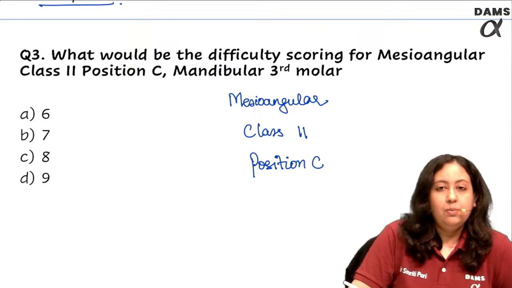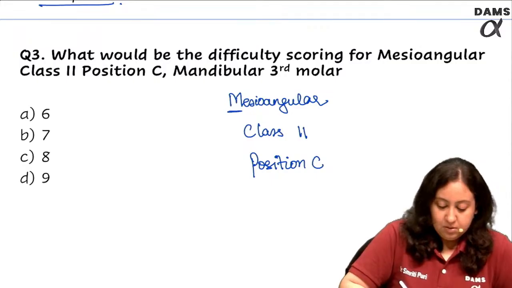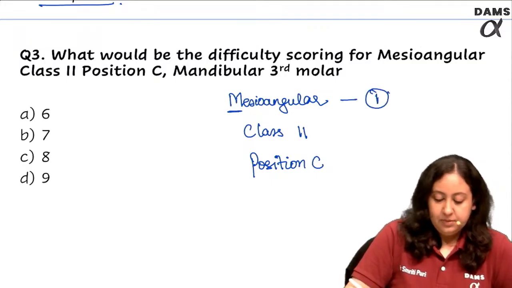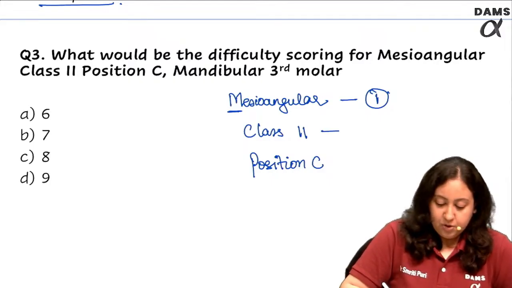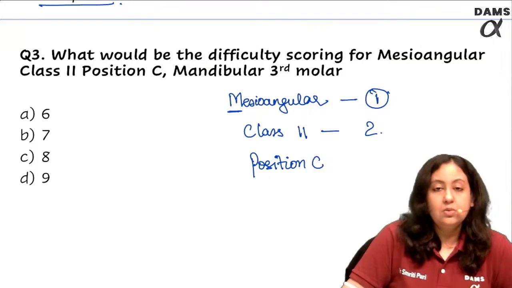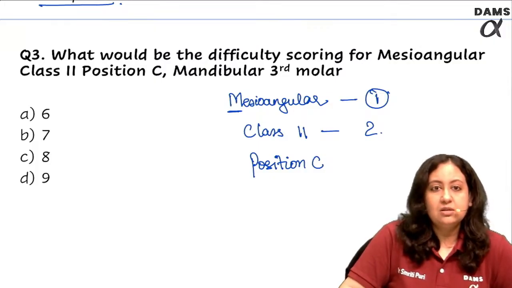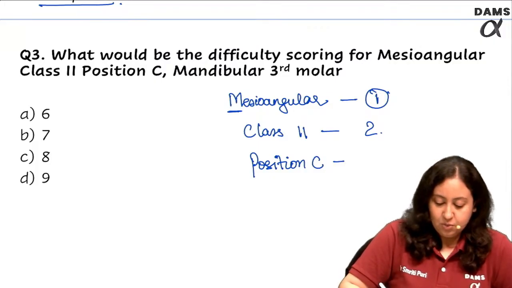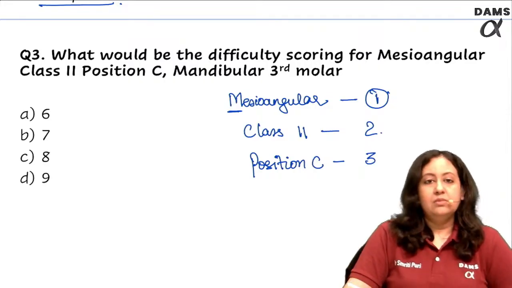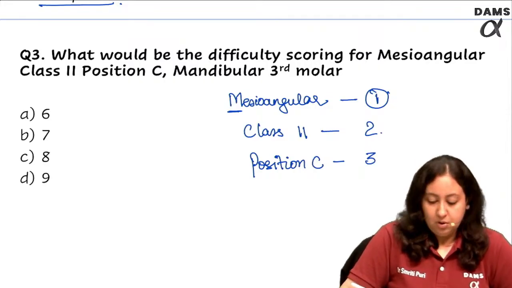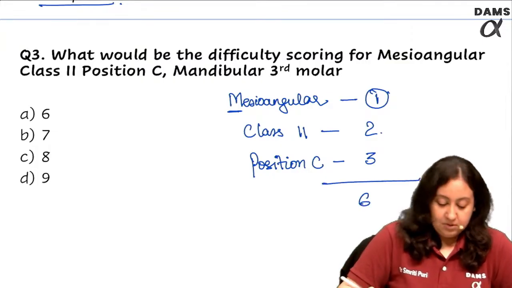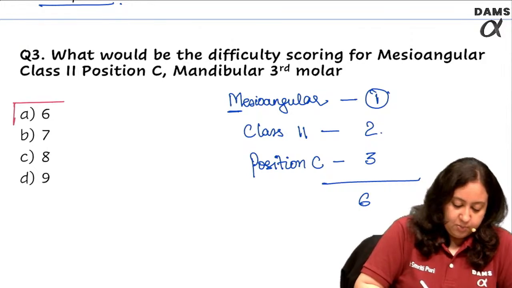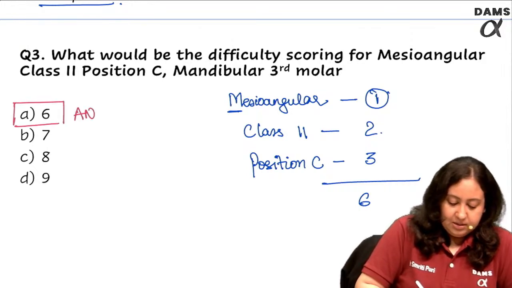So for the angulation, I told you, many happy vampires dance. So mesioangular, M, is given a score of 1. Class 2, you give a corresponding score of 2. Alright, position C, it's the third letter in the alphabet, it is given a score of 3. These are tricks to remember. Alright, so the total is 6. So the correct answer is option A, 6.